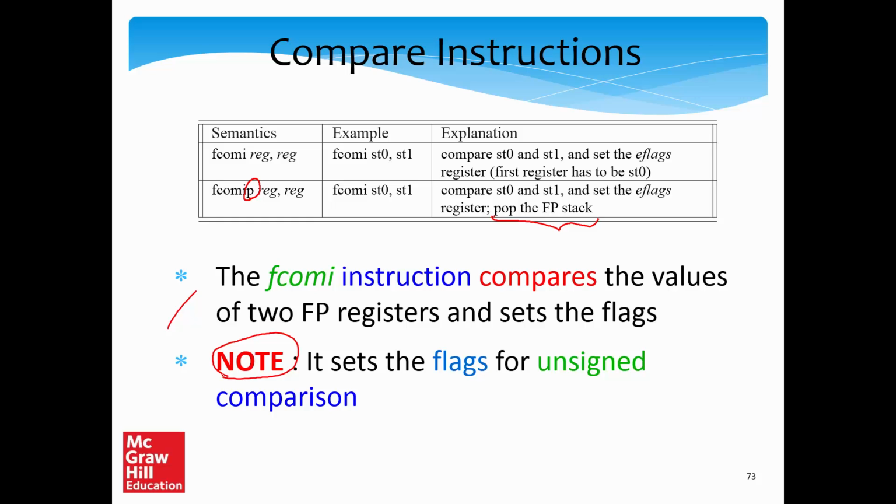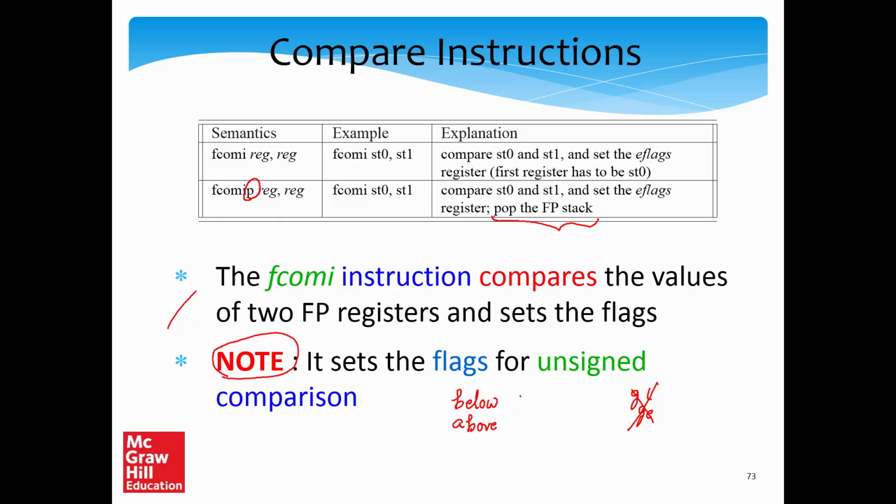Let me draw a circle over here. The important point is that the flags are set for unsigned comparison, not for signed comparison. Recall that we had different kinds of flags. Basically the condition codes that we need to use are below and above. These are the condition codes for unsigned comparison, definitely not greater than, less than, or greater than or equal and so on.